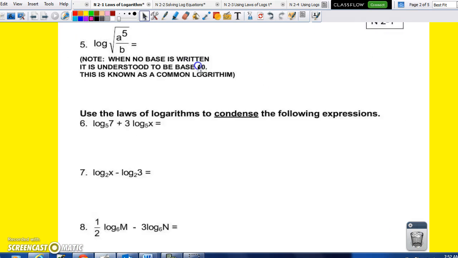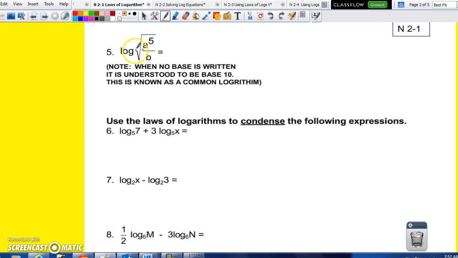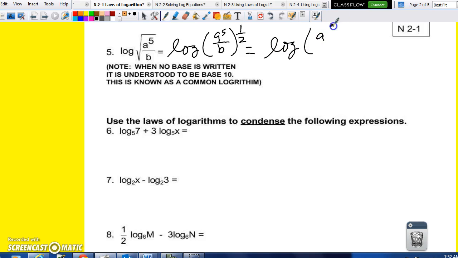So if I look at number 5, because I can write this as a 1/2, this really says log of a to the 5th over b, and the whole thing is to the 1/2 power. So we're going to take this one step by step. So I know that according to my exponent rules, that 1/2 has to apply to the top and the bottom. So that's really log of a to the 5/2 over b to the 1/2. So now let me rewrite my log. Now, don't forget that just because there's not a base here, that this is still base 10.